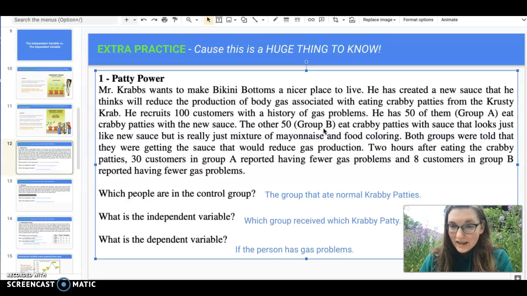They're both eating Krabby Patties. They're both eating sauce that looks the same, and they're probably eating those things at the same time. They all have a history of gas problems. Those are all controls in this experiment, okay?